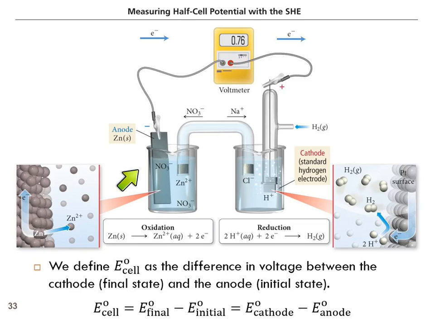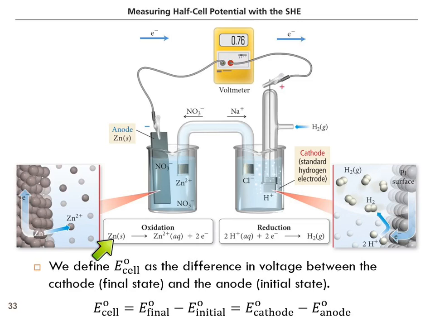So let's look at this. This is a zinc 2 plus half cell connected to a standard hydrogen electrode. And so we have reduction occurring in the standard hydrogen electrode. This is the cathode then, and this is the anode. When we draw pictures like this, we always show the anode on the left and the cathode on the right, just out of convention.